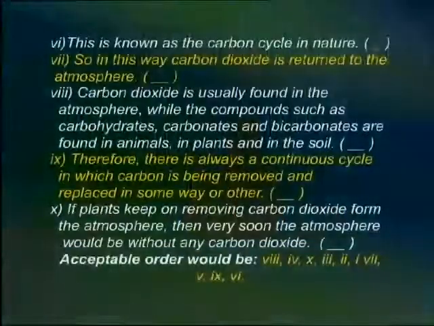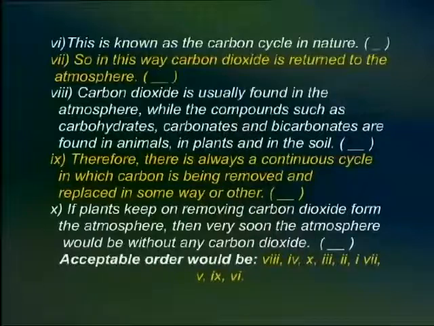Sentence number 6. This is known as the carbon cycle in nature. Sentence number 7. So in this way, carbon dioxide is returned to the atmosphere. Number 8. Carbon dioxide is usually found in the atmosphere, while the compounds such as carbohydrates, carbonates, and bicarbonates are found in animals, in plants, and in the soil.